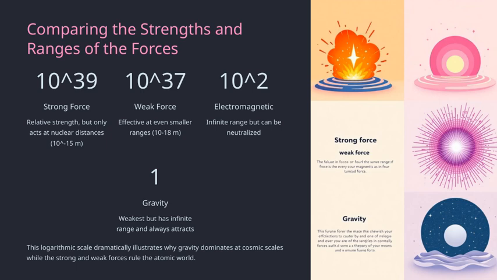Moving on, the electromagnetic force has a relative strength of about 10^2. While it's much weaker than the strong and weak forces, it has an infinite range, meaning it can act over large distances, but it can also be neutralized under certain conditions. Lastly, gravity is by far the weakest, with a relative strength of just 1. However, it also has an infinite range and always attracts, which makes it dominant on cosmic scales. This logarithmic scale really helps us understand the big picture. Despite its weakness, gravity rules at large, cosmic distances, while the strong and weak forces dominate at the atomic and subatomic levels. It's a fascinating reminder of how different forces govern different realms of our universe.